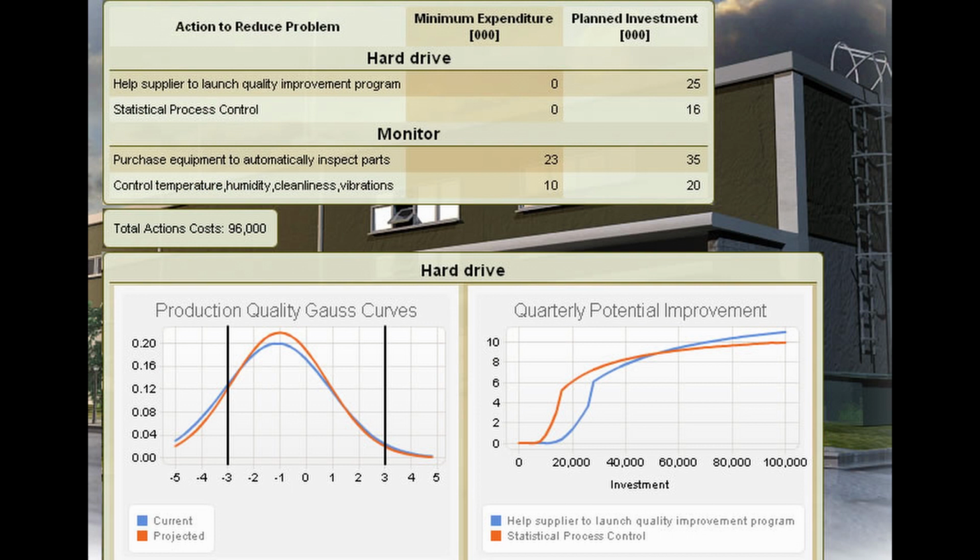The variance and source studies on the manufactured components will guide you as you determine which actions to take to improve the quality of your production processes. You will also decide how much to invest in each action.